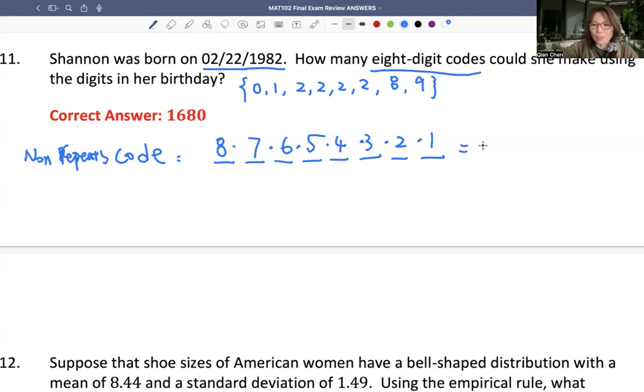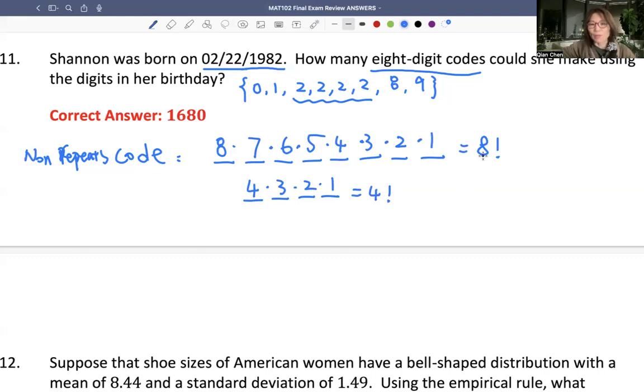So what is this? This is just 8 factorial, right? But then we have to consider, I have 4 twos, right? The twos are the same. So basically in this permutation, I have permuted these 4 twos. If I choose the first 2, I have 4 of them. Second one, 3 choices, 2 choices, 1 choice, right? So that means I have permuted these 4 twos this many times, which is 4 factorial.